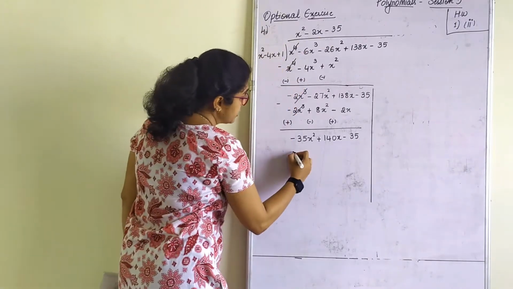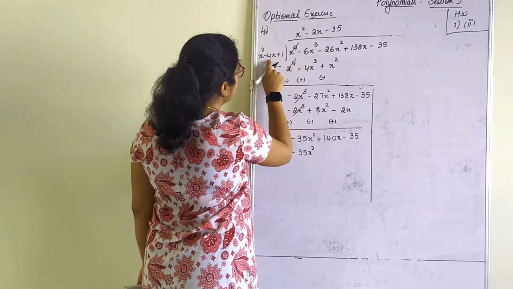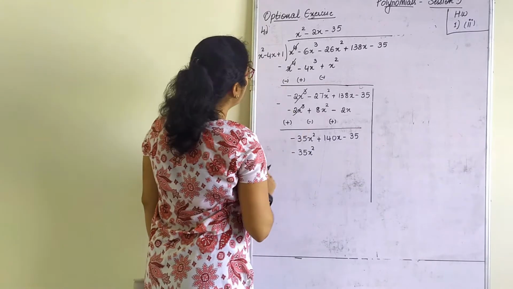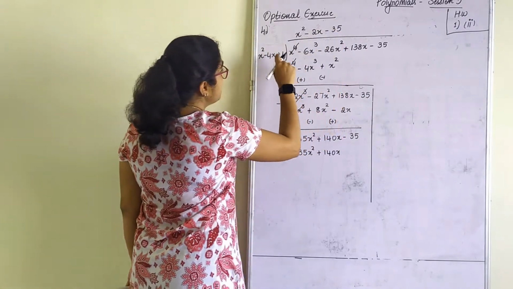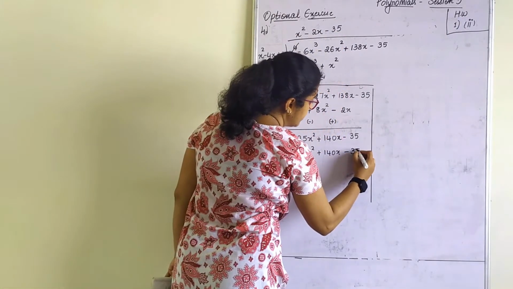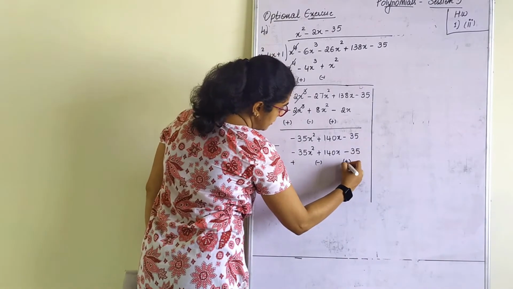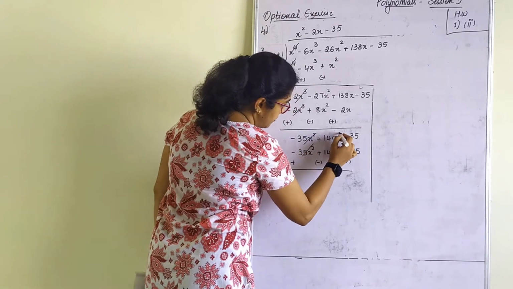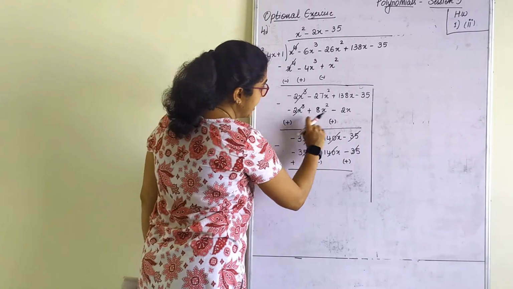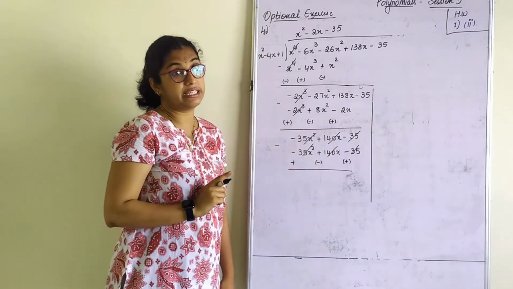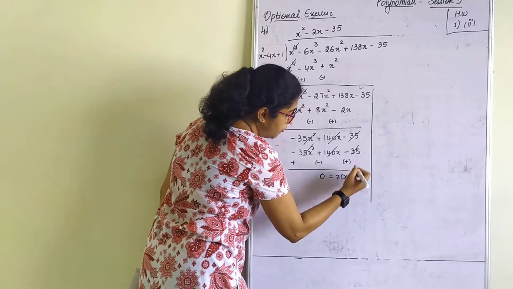Minus 35 into x squared, minus 35x squared. Minus 35 into minus 4, 35 fours is 140, plus 140x. Minus 35 into plus 1, minus 35. Everything is getting cancelled: plus, minus, plus. Do the cancellations only in pencil, and when you write these signs or numbers here, do not overwrite on the sign. So the answer is 0, that is equal to r of x.